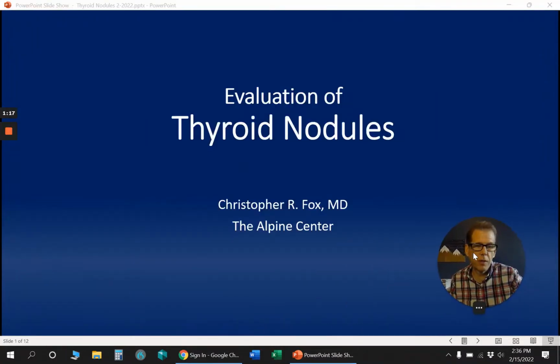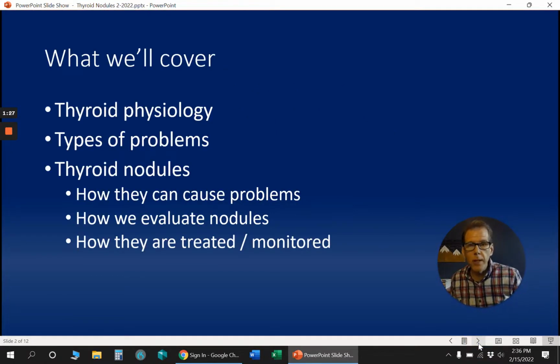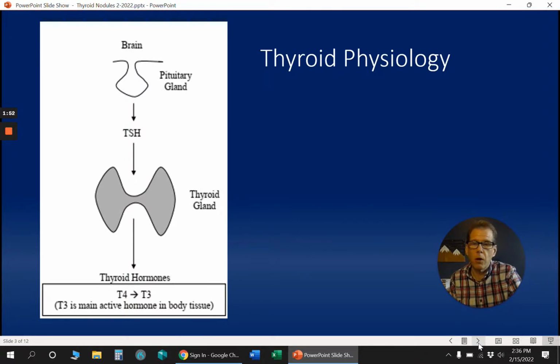I'm going to scoot over to this side. And again, we are going to be talking about the evaluation and really treatment and monitoring of thyroid nodules. And so here's what we will cover. What I plan to cover is a little bit about basic thyroid physiology. We're going to talk about how nodules cause problems, or really what types of thyroid problems are there, and then specifically how nodules cause problems, how we evaluate nodules, and then ultimately how nodules are treated or monitored depending on the path that we are taking.